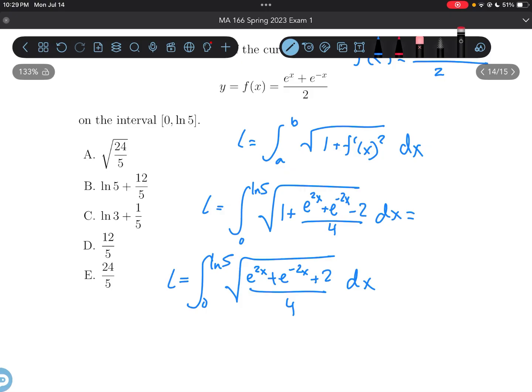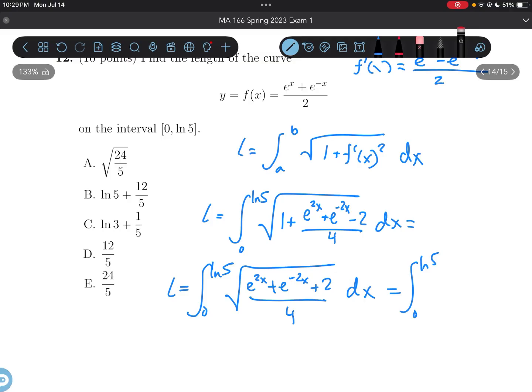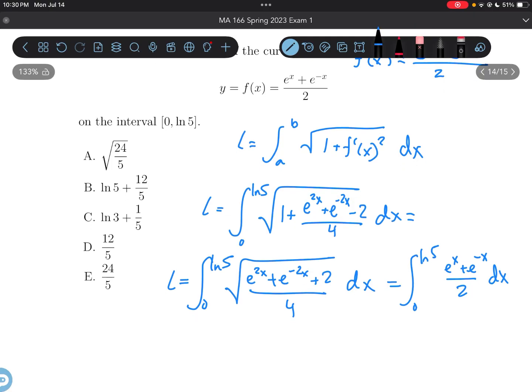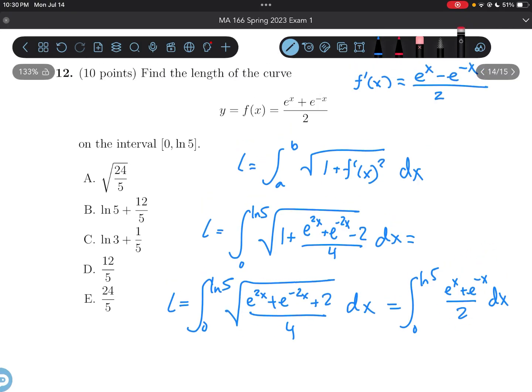So now you'll notice that this expression looks almost identical to this expression, and the only difference is this negative 2 is actually a plus 2 over here. So that means that the square root of this expression is e to the power of x plus e to the power of negative x, over 2. Yep. So the square root of this expression is this, which is actually just f of x.